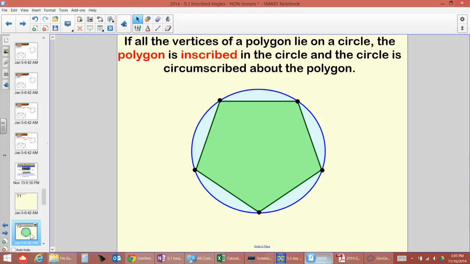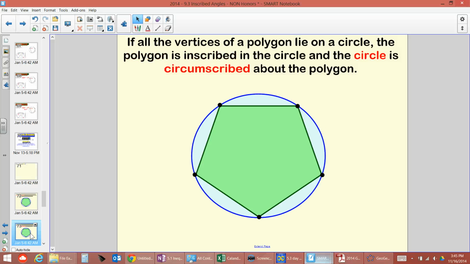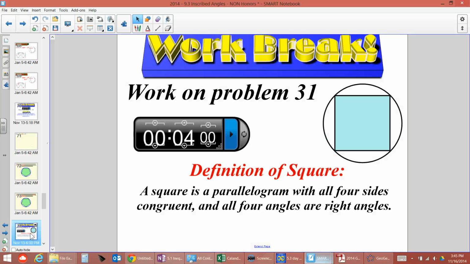All right, so if all the vertices of a polygon lie on a circle, the polygon is inscribed. We talked about inscribed versus circumscribed a couple times now, but you need to understand the definition of inscribed and circumscribed. The circle is circumscribed on the outside. The polygon is inscribed because it's on the inside. Hopefully that makes sense. Let's talk about homework problem 31, the definition of a square.